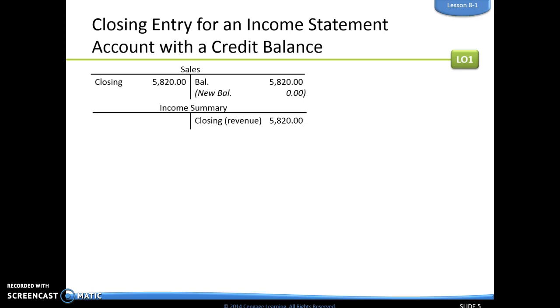We need to bring it down to 0 so that we can start our new fiscal period with a 0 balance. Now, if we have a credit balance of $58.20, to close that account to bring it to 0, we would simply need to debit that account for $58.20. Now, we always have to have a credit to go with our debit. So in this case, we're going to use income summary as our account that we're going to close revenue into. It's almost like we're going to throw this money into our income summary for right now, and then we'll deal with it later.